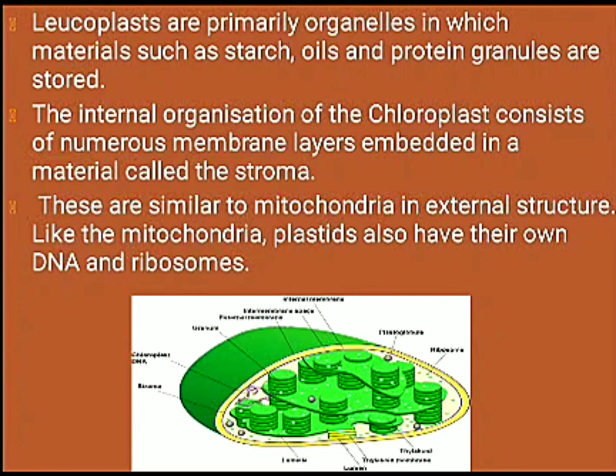These are similar to mitochondria in external structure. Like mitochondria, plastids also have their own DNA and ribosomes. So friends, sometimes a question is asked: name two cell organelles which have their own genetic material. So your answer should be mitochondria and plastids.